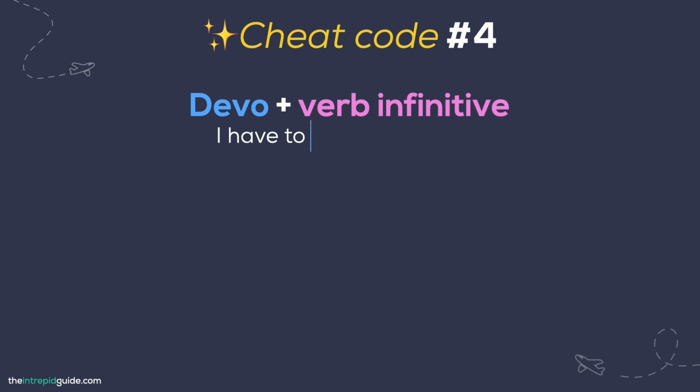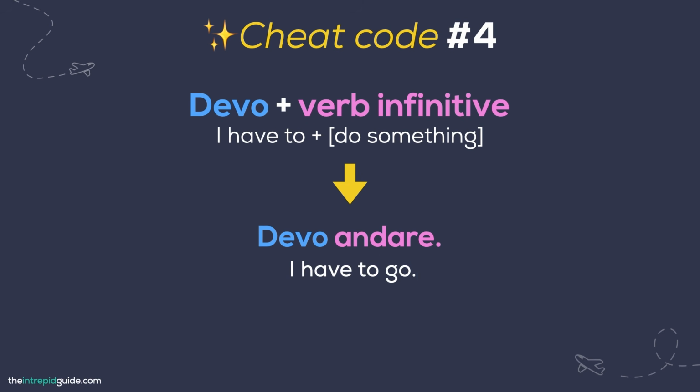And the third framework you can use is devo plus an infinitive verb to say things like I have to plus the action or the verb of what you need to do. For example, Devo andare. I have to go. Devo lavorare. I have to work. Now, fluency is about learning reusable frameworks, not building sentences from scratch every time.